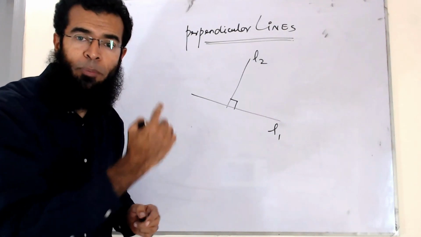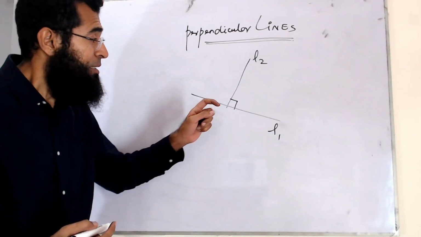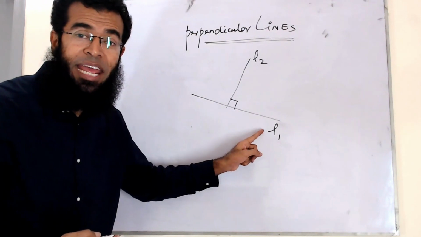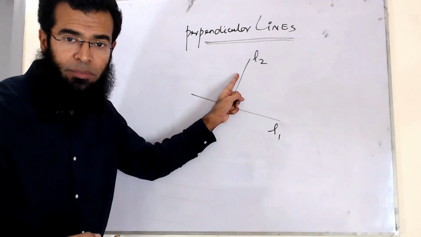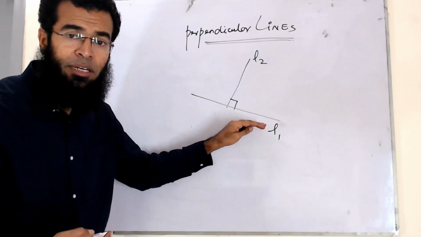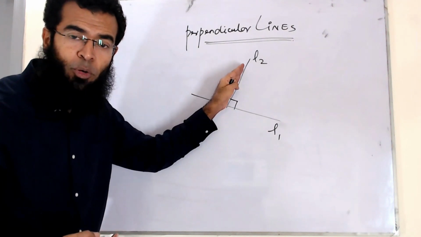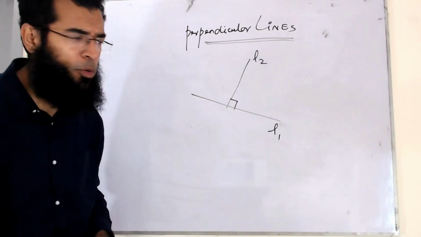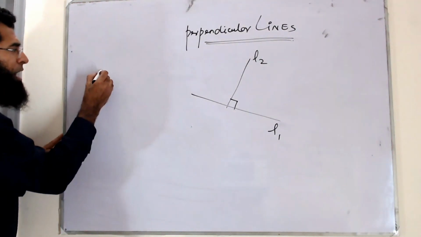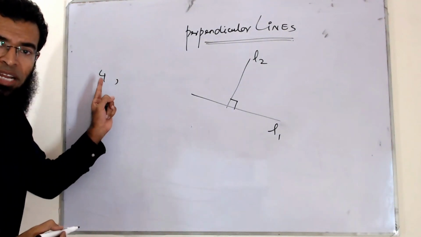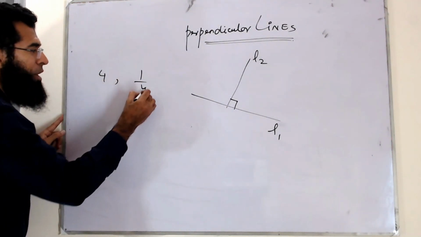So what is the property of perpendicular lines? That the gradients are negative reciprocal of each other. We know what a reciprocal is. For example, I write 4. So what is the reciprocal of 4? It's simply 1 over 4.